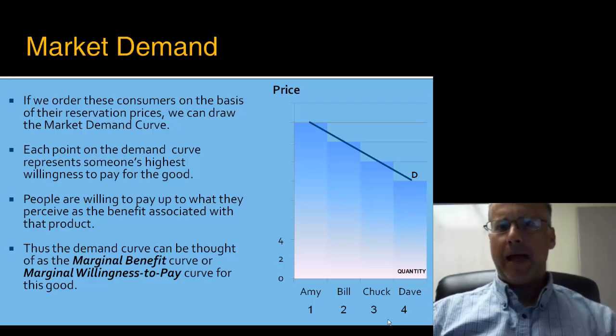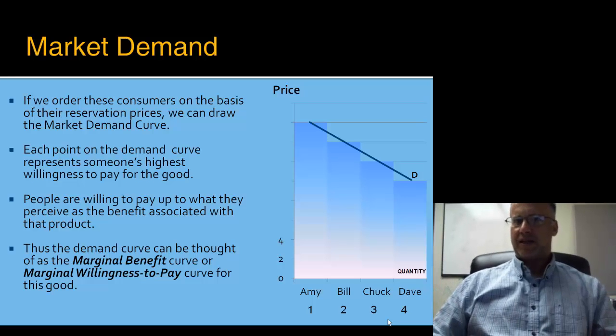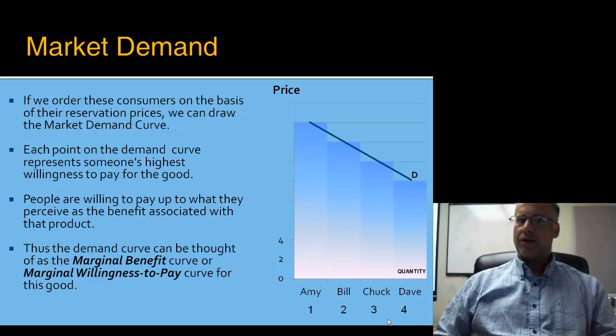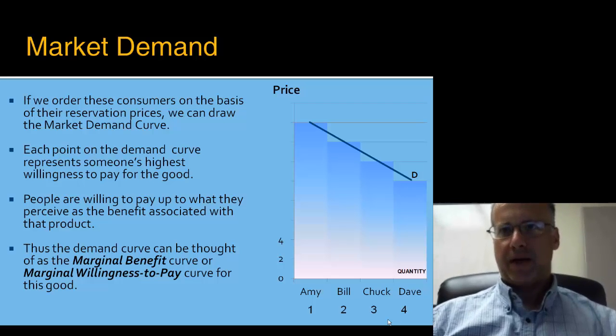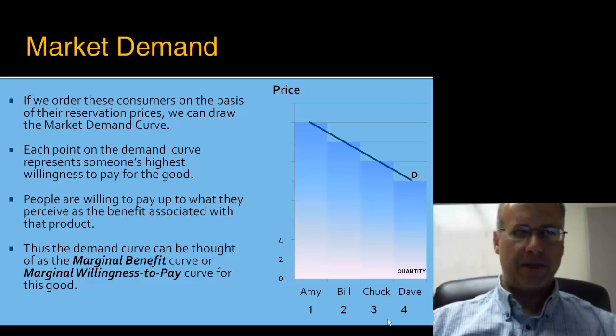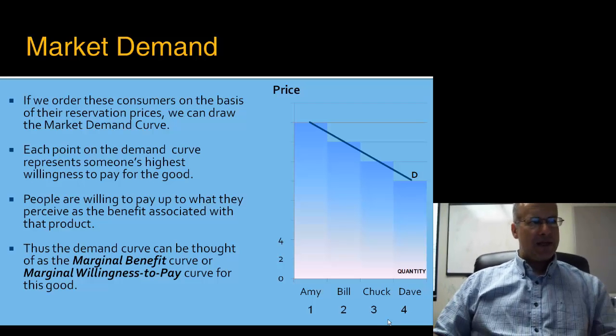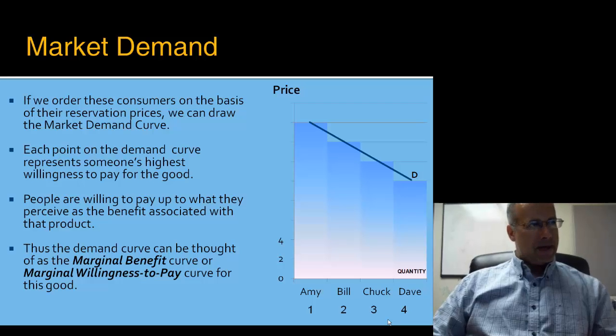People are willing to pay up to what they believe is the benefit associated with that particular product. So if they think their benefit is going to be worth $16, then they'll spend $16. If they think their benefit will be something smaller than $16, they'll take their $16 and spend it somewhere else. So each point on the demand curve represents someone's highest willingness to pay for that good, and people will pay up to this reservation price, which represents their benefit. When we think about things this way, we can think of the demand curve as a marginal benefit curve, or alternatively, a marginal willingness to pay curve for this good. It's useful to think about that.